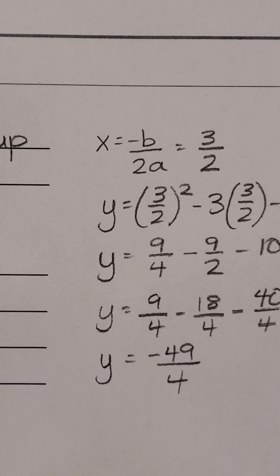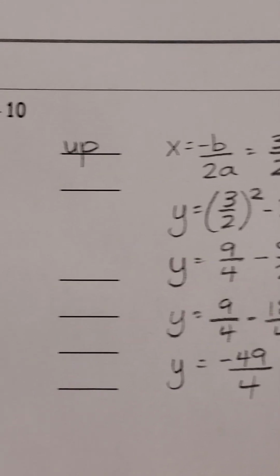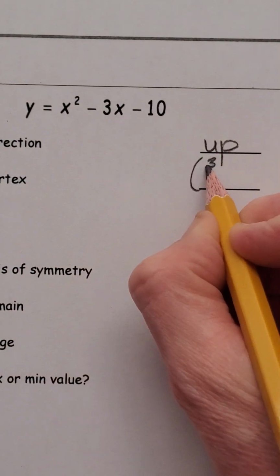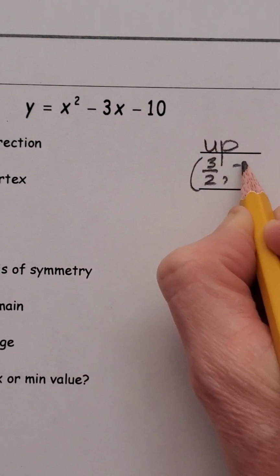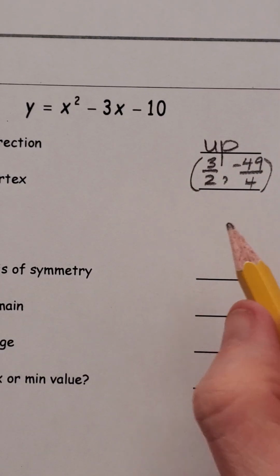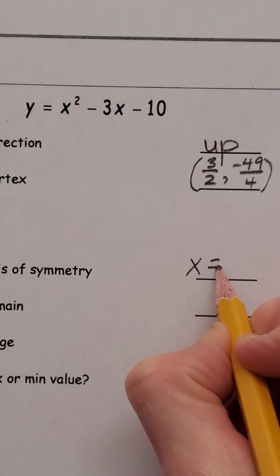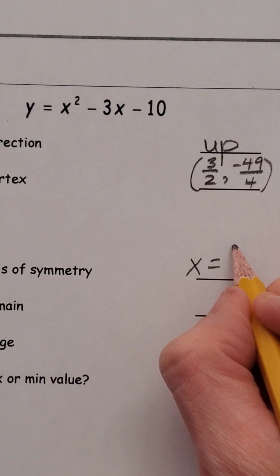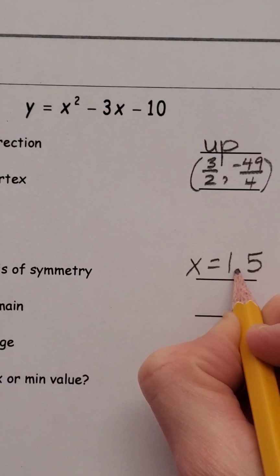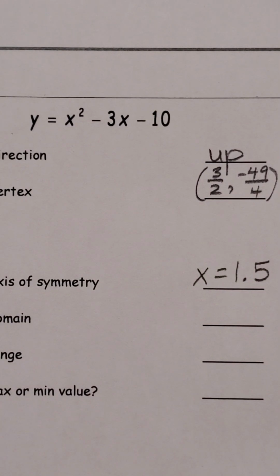So not exactly the nicest vertex. But we're not limited to any sort of particular type of number. So our vertex is 3 over 2 and negative 49 over 4. Axis of symmetry, of course, is x equals 3 over 2. And as long as we've got terminating decimals, I think we're good with dealing with decimals, unless it specifies keeping it in fraction form.